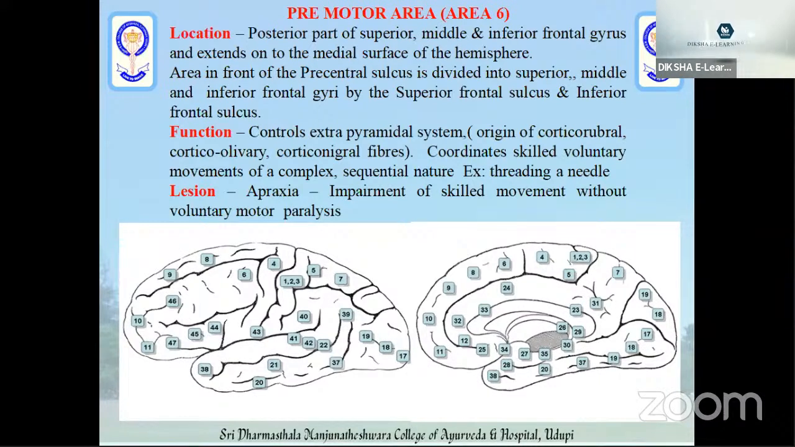Now, a lesion of this area will lead to a condition called apraxia. Apraxia means impairment of skilled movement without voluntary motor paralysis. Paralysis is not there, but skilled movement is impaired. It means he cannot thread a needle. If you give him a thread and a needle, threading cannot be done by him. That indicates that the lesion is there in the premotor area. The skilled movements are becoming difficult.